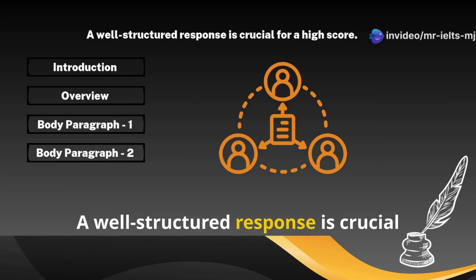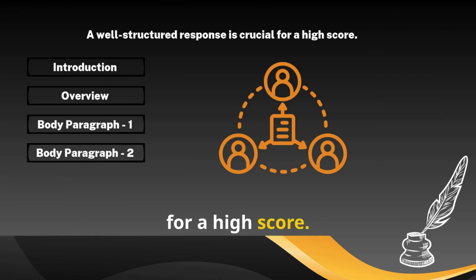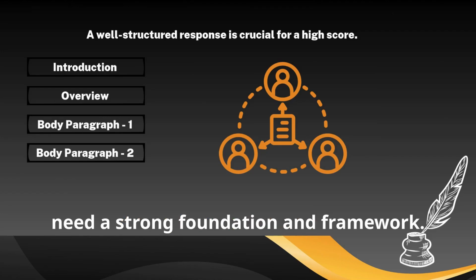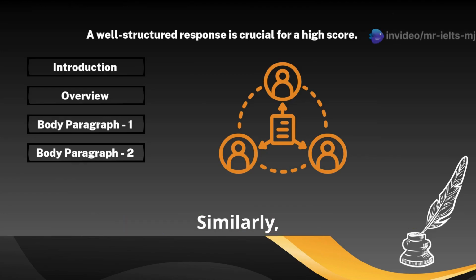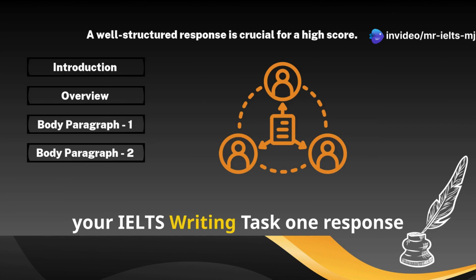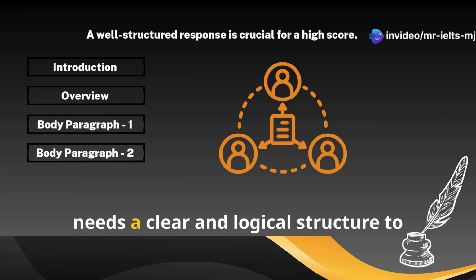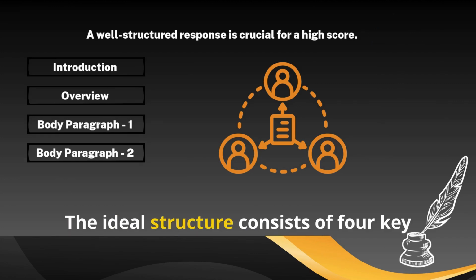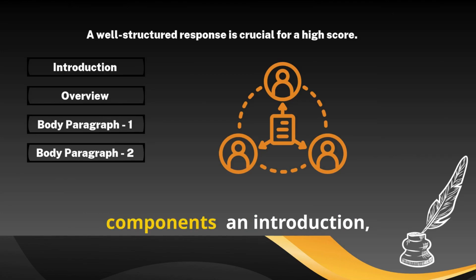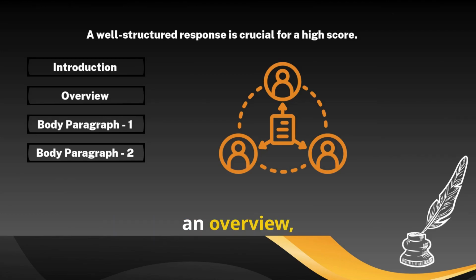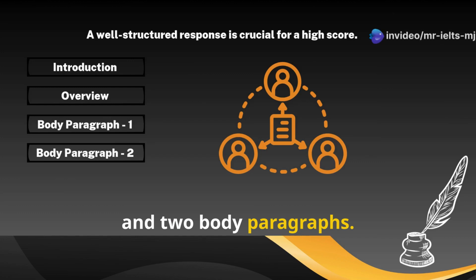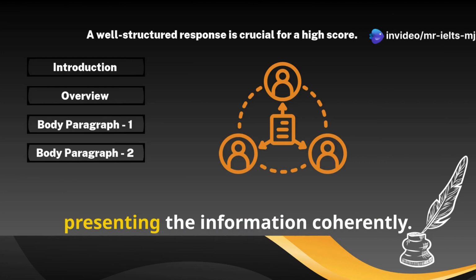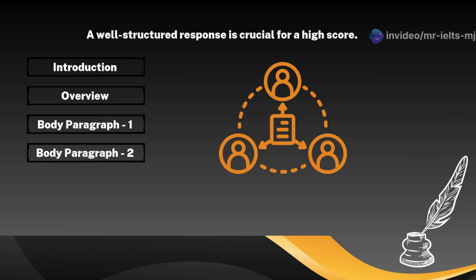A well-structured response is crucial for a high score. Imagine you are building a house. You need a strong foundation and framework. Similarly, your IELTS Writing Task 1 response needs a clear and logical structure to support your ideas. The ideal structure consists of 4 key components: an introduction, an overview, and 2 body paragraphs. Here you can see how it looks. Each element plays a specific role in presenting the information coherently.